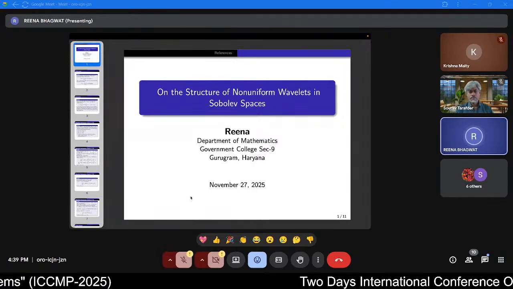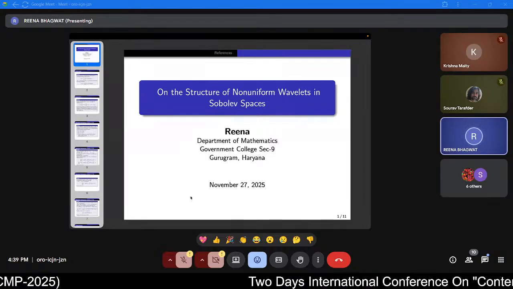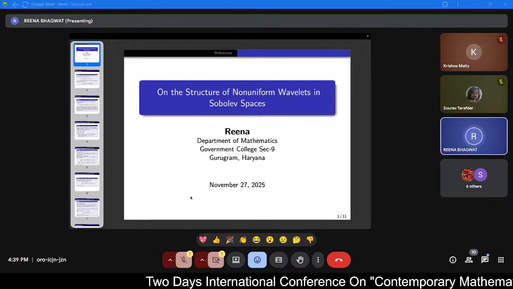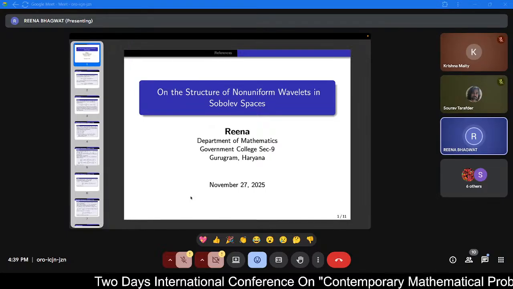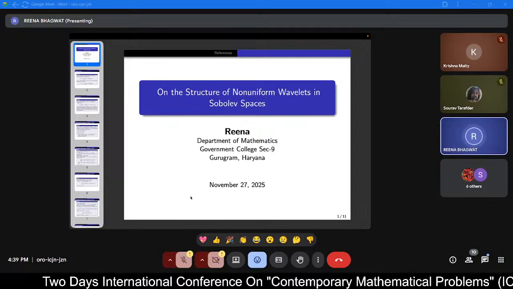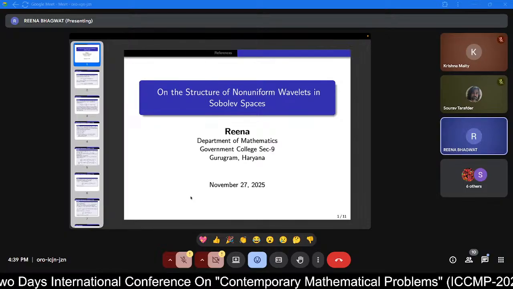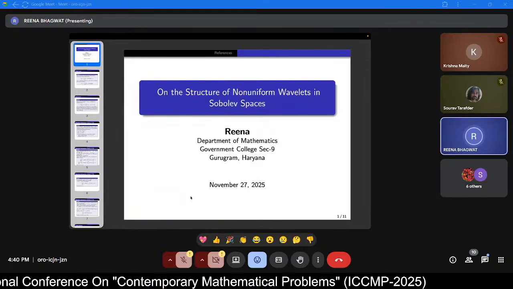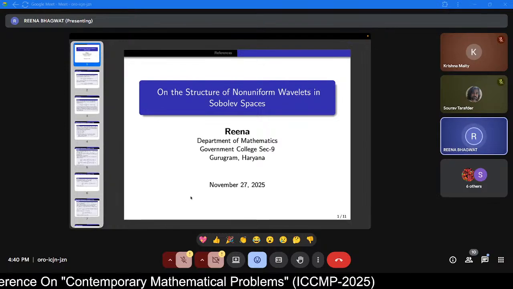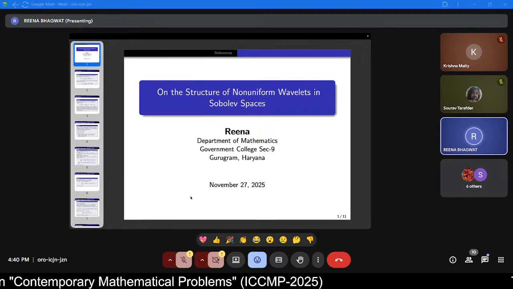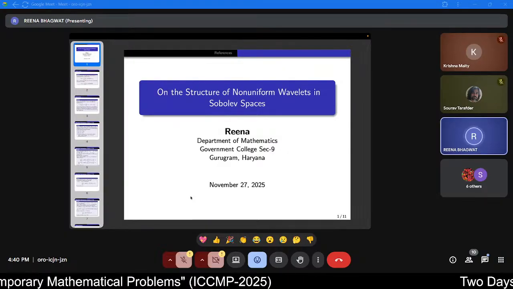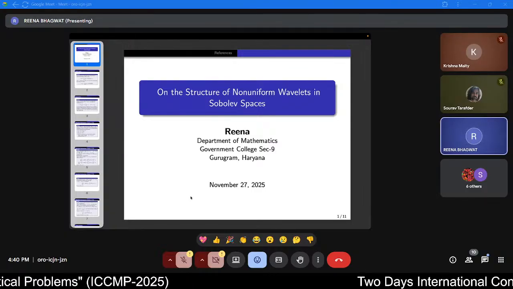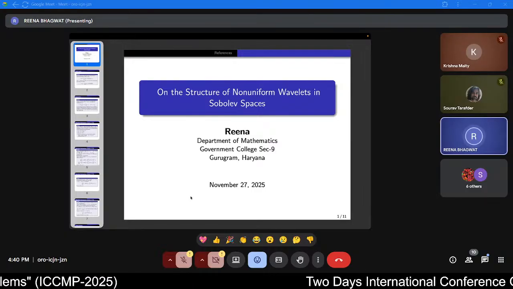My paper topic is on the structure of non-uniform wavelets in Sobolev space. This paper presents a study on the construction of non-uniform multi-resolution analysis in Sobolev spaces, and this will establish a corresponding density condition. Furthermore, the study extends to the construction of non-uniform wavelets in Sobolev spaces. The relationship between filters and their construction is also explored in this paper. These findings contribute significantly to the field of multi-resolution analysis and wavelet theory.